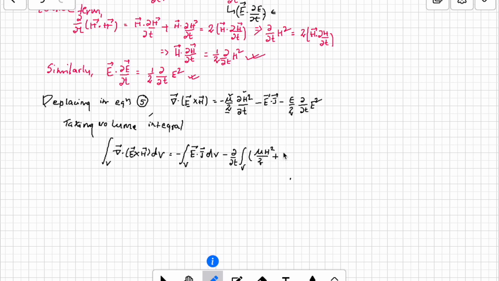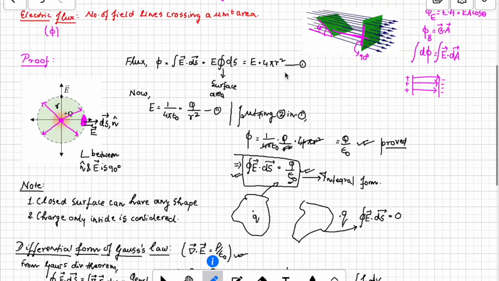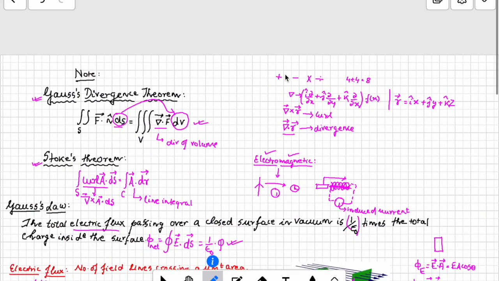We have taken the minus sign out as well, so it will be epsilon E squared divided by 2. Okay, volume integral of this term. So we have the volume integral on both sides. Now we can use Gauss's divergence theorem. If you recall, that was the first thing that we actually did.